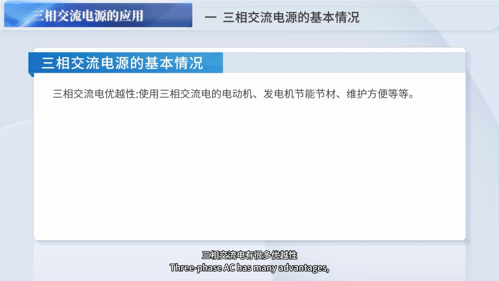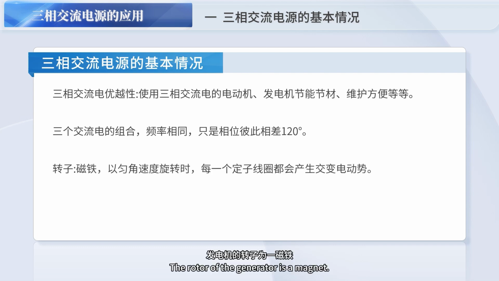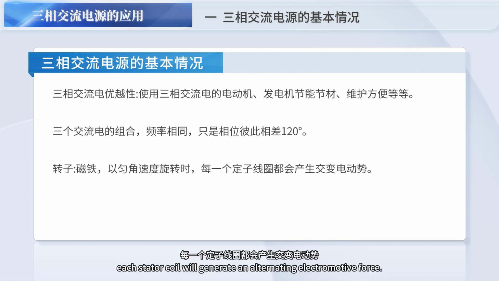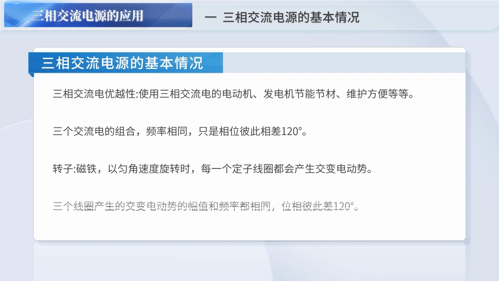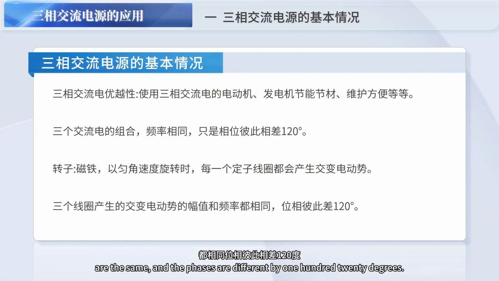Three-phase AC has many advantages, such as motors and generators using three-phase AC, energy saving, material saving, easy maintenance, and so on. Three-phase AC is a combination of three ACs with the same frequency, but the phases are different by 120 degrees. The rotor of the generator is a magnet. When it rotates at a constant angular velocity, each stator coil will generate an alternating electromotive force. The amplitude and frequency of the alternating electromotive force are the same, and the phases are different by 120 degrees.